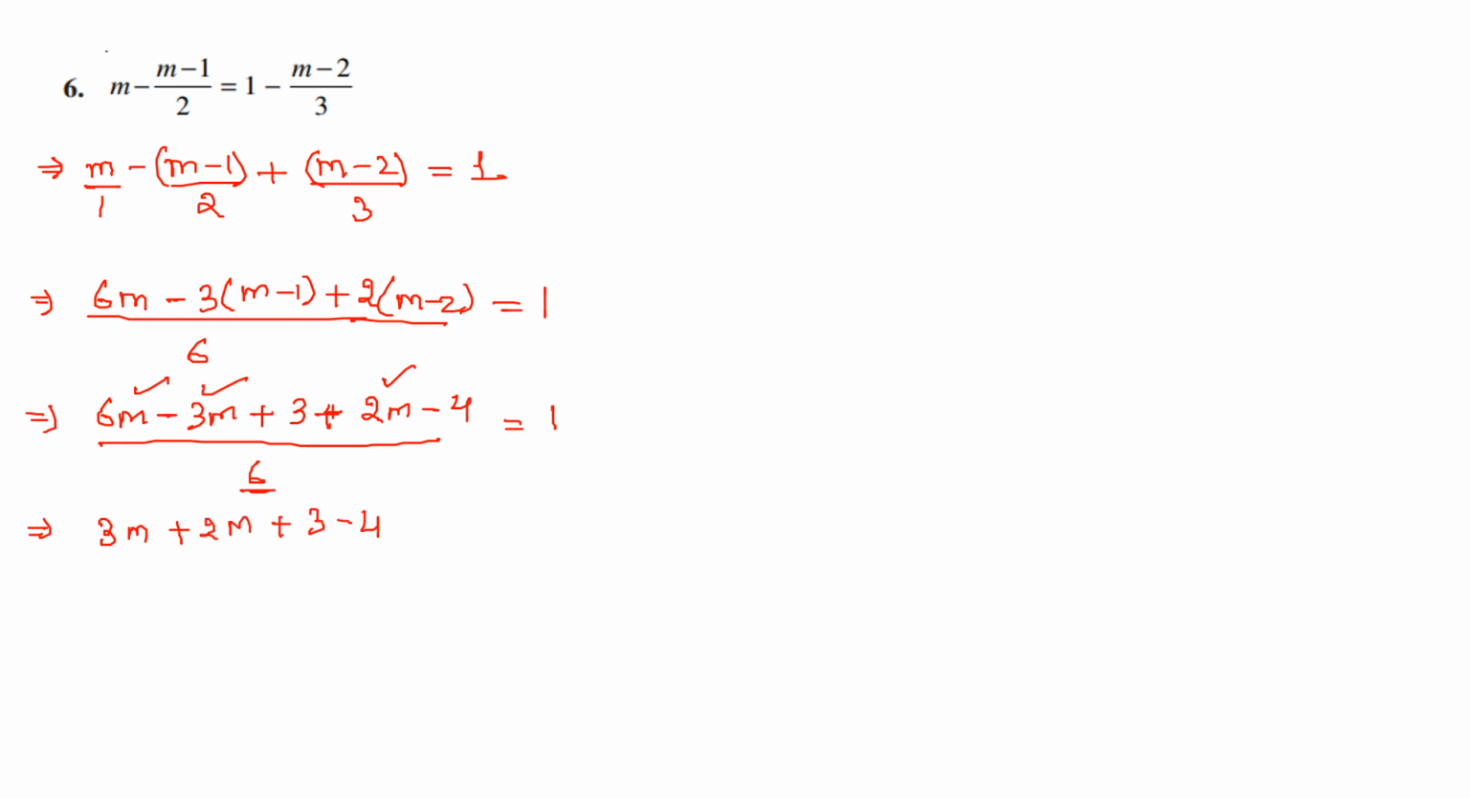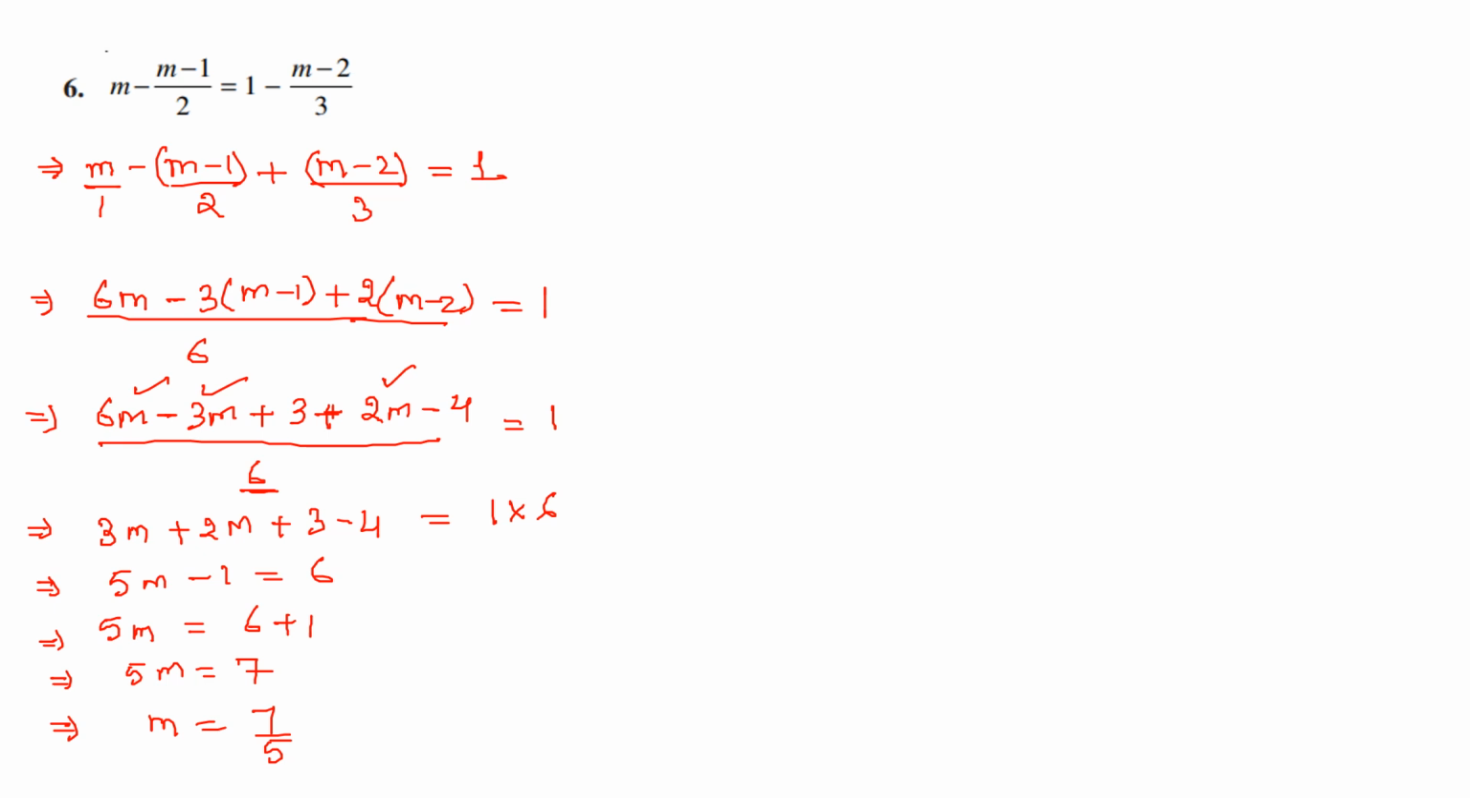Now I am transposing this denominator to the RHS. It is a division. Division will change to multiplication. Now 3m plus 2m is 5m. 3 minus 4 is minus 1, equal to 6. So 5m equal to, transpose minus 1 to the other side. So it will become 6 plus 1. Next, 5m will be equal to 7. So m will be 7 by 5. Because I am transposing, m is multiplied here. So when you transpose multiplication, it will become division.